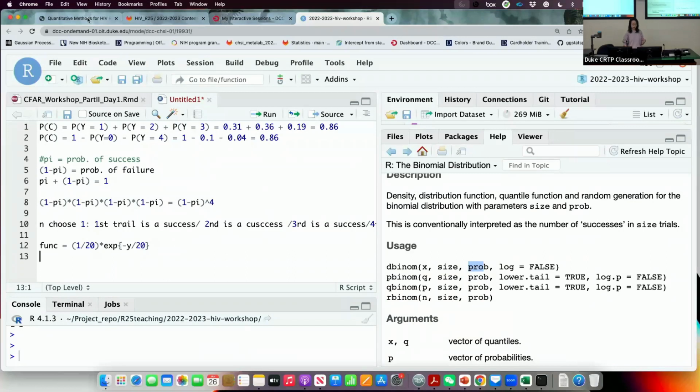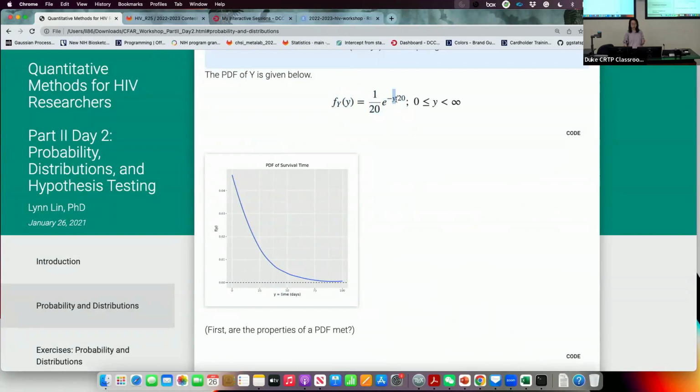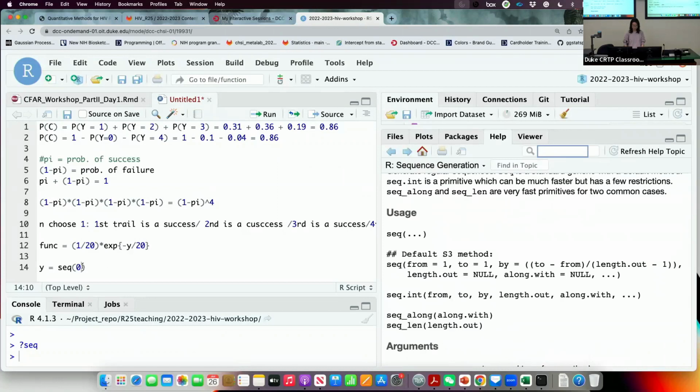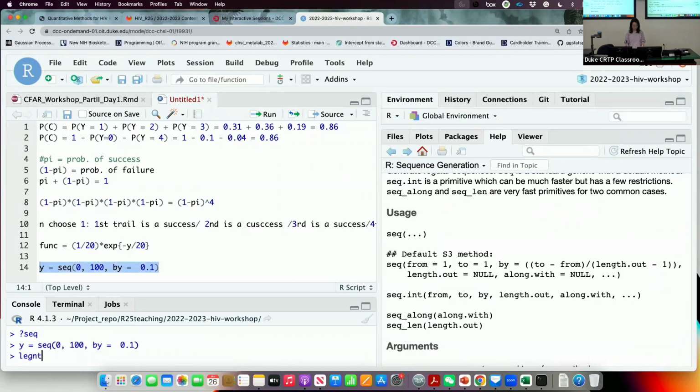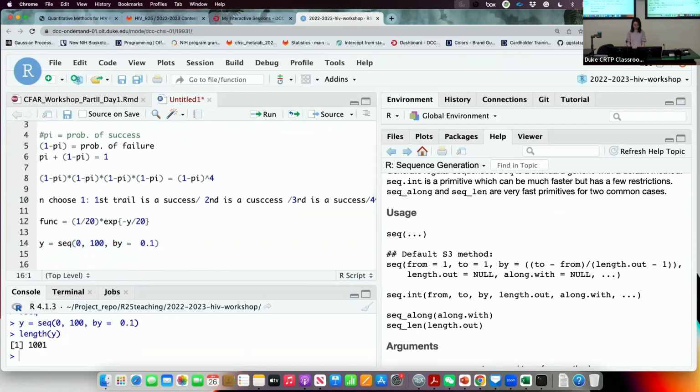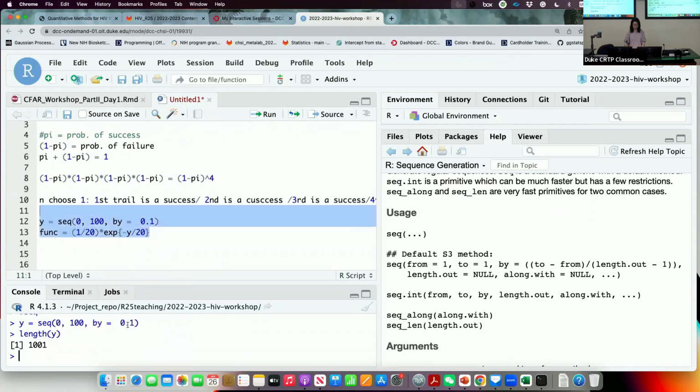And how to draw this curve? You have to specify the possible values for this y. For example, I like my y being a sequence from 0. Let me just see how to use this sequence. I can specify a sequence from 0 to 100, and I just say by equals 0.1. If you look at the length of this sequence, it actually generates 1001 data points. And then you just plot. You specify the value of y, and then you draw this.